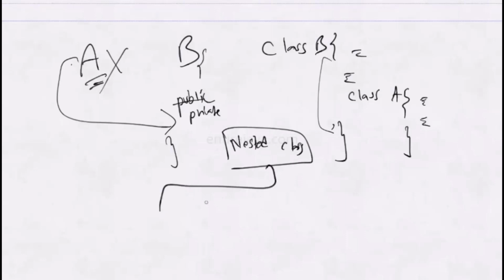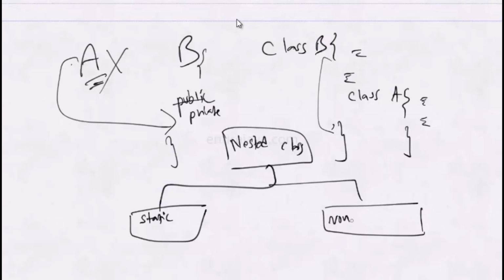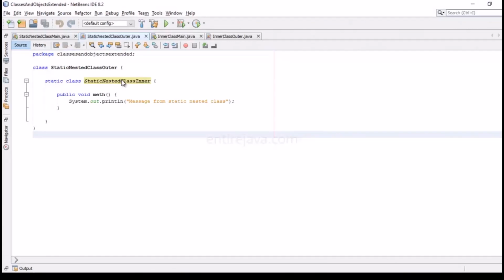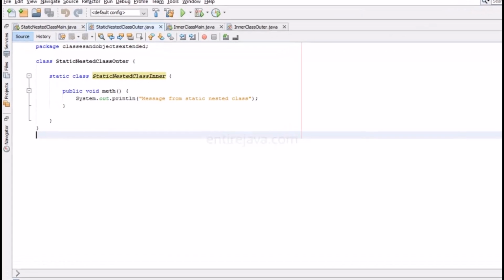In that we have static nested class and non-static nested class. This is also called inner class. Now let's take a look at both these examples in our workbench. See you there. Let's talk about static nested class first.